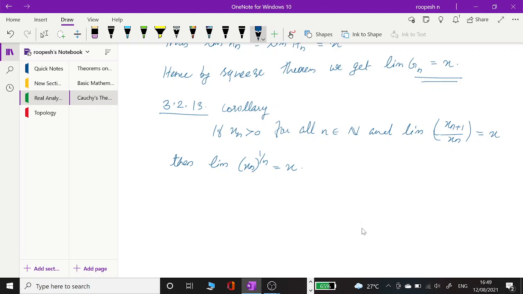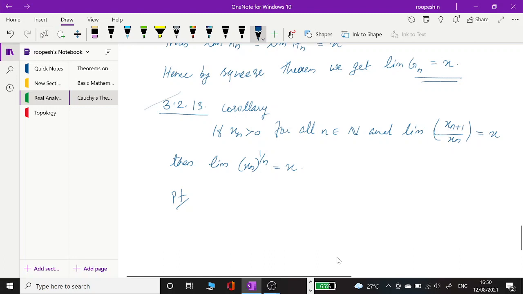So here what we want to prove? We have a sequence in which every term is greater than 0 for all n belongs to N, and the limit of xn plus 1 by xn is equal to x. Then the limit of xn raised to 1 by n is also equal to x.